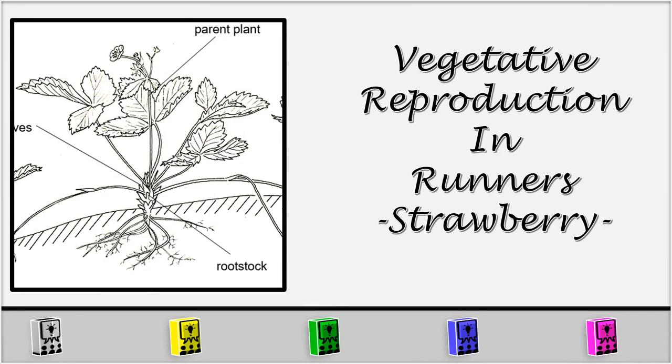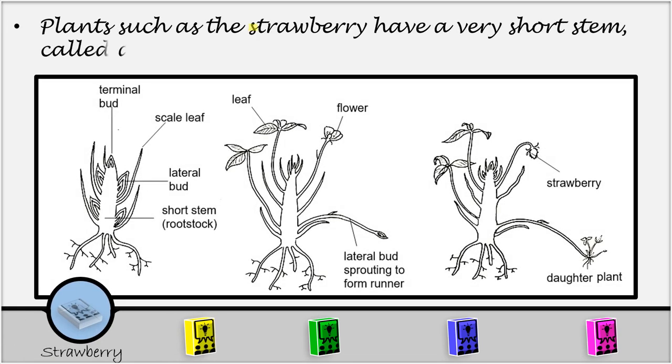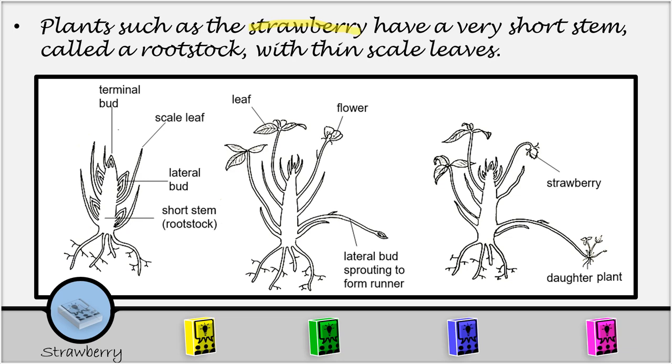I welcome you to Vegetative Reproduction in Runners: Strawberry. Plants such as strawberries have very short stems called rootstock with thin scale leaves.